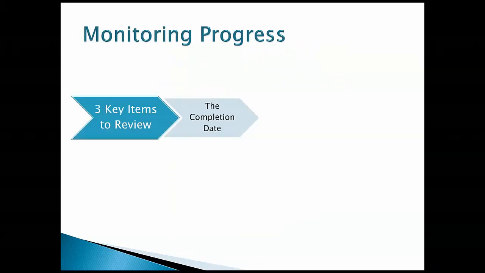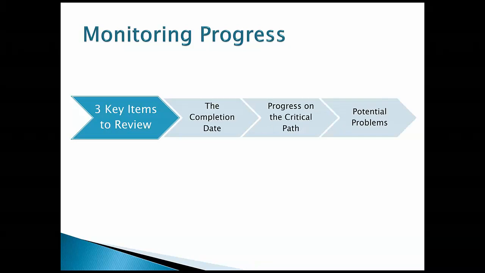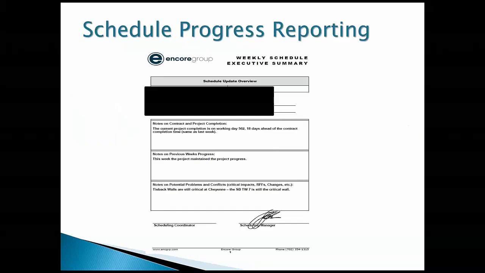So here's what you're looking at when you're reviewing a schedule for this particular thing. There's 3 items to look at. There's the completion date. That is still important. But what you're looking at is progress on the critical path. How did we do on the critical path for these activities that we said last month we were going to be paving on this date? Did we hit that date or not, right? That's progress on the critical path. I want to look at that. And then I also want to identify problems.